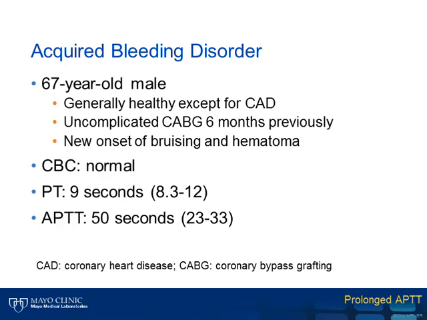The case upon which we will base today's discussion is a 67-year-old male who had no previous history of a bleeding disorder. He has heart disease, for which he has undergone coronary artery bypass grafting 6 months prior to his current presentation. While playing tennis, he developed extensive bruise on his right arm. Quite understandably, he was very concerned. Initial laboratory testing demonstrated a normal complete blood count and prothrombin time, but he had a prolonged activated partial thromboplastin time.